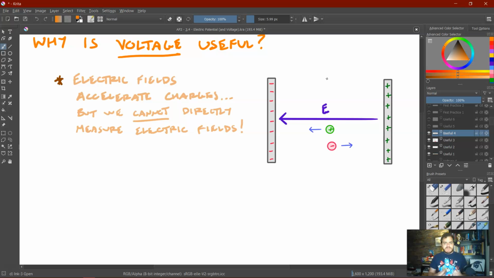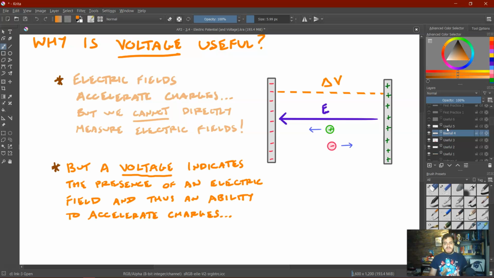We can't measure them directly very well. Instead, we usually just calculate them from the results that we see. So, we can instead think about the fact that a voltage that exists between these 2 plates indicates the presence of an electric field. That if you have an electric field between 2 points, you have to have an electric potential difference, or a voltage, between 2 points.